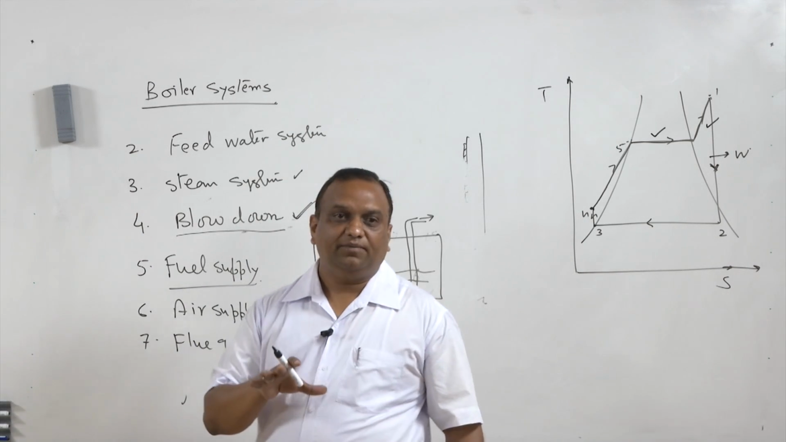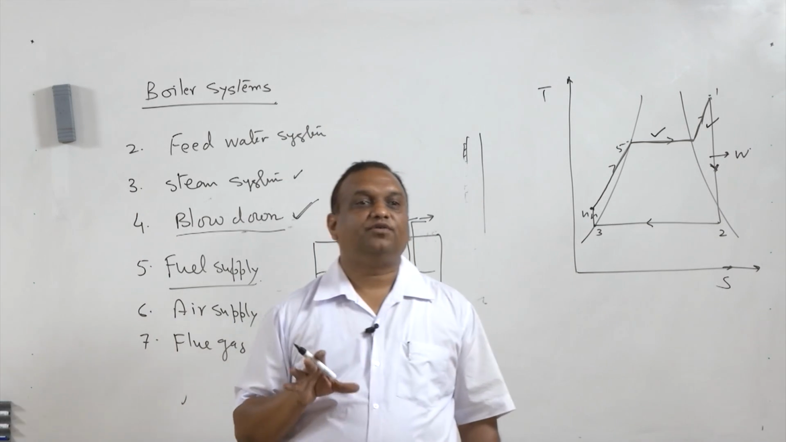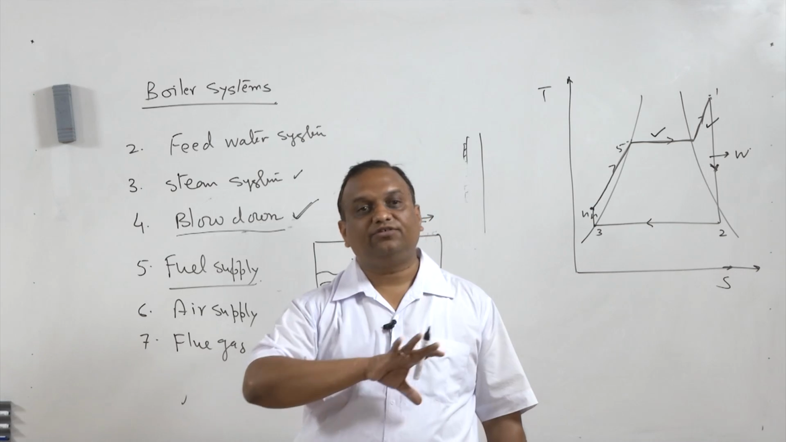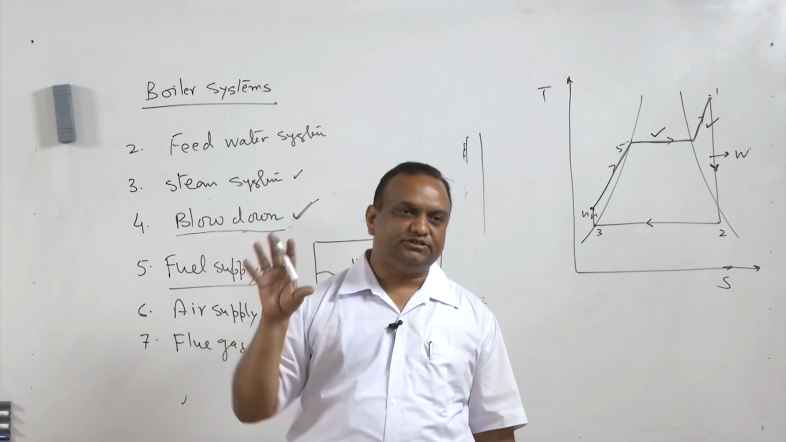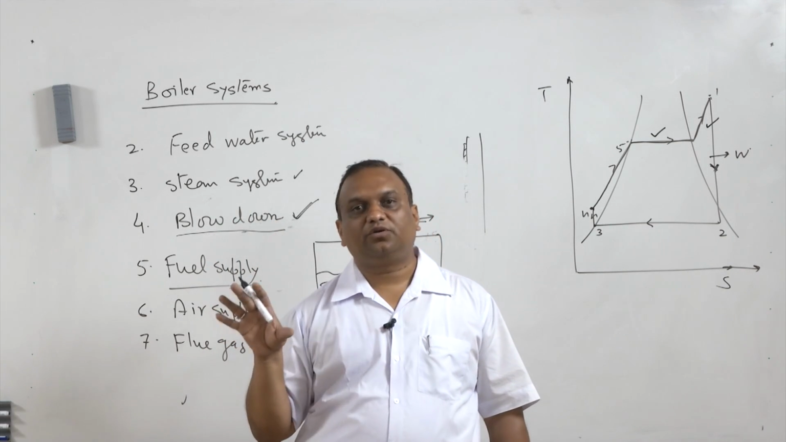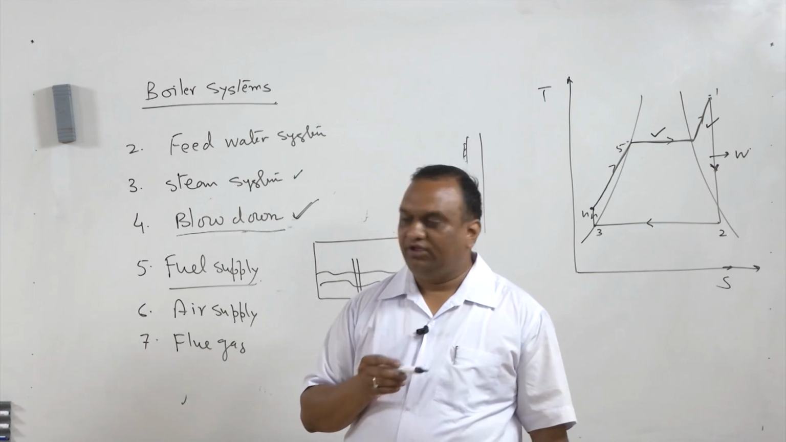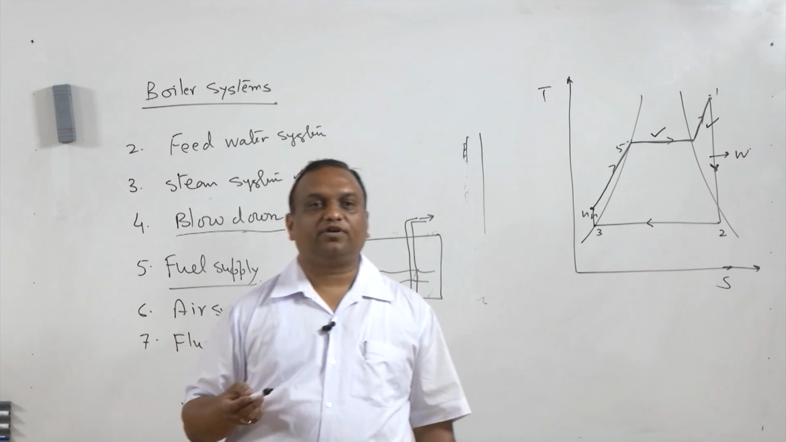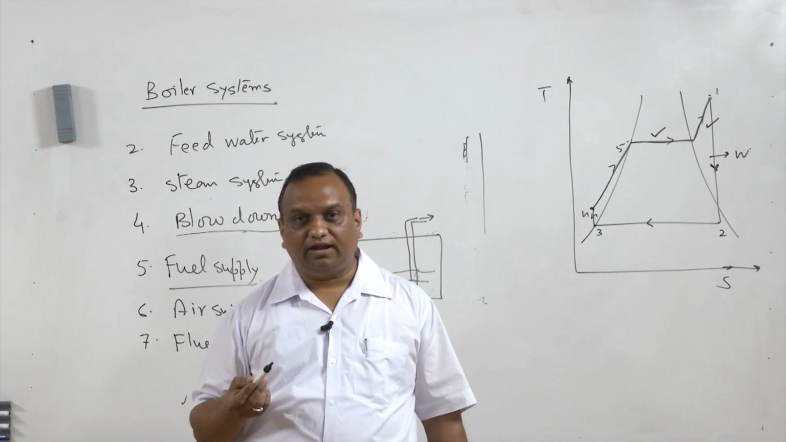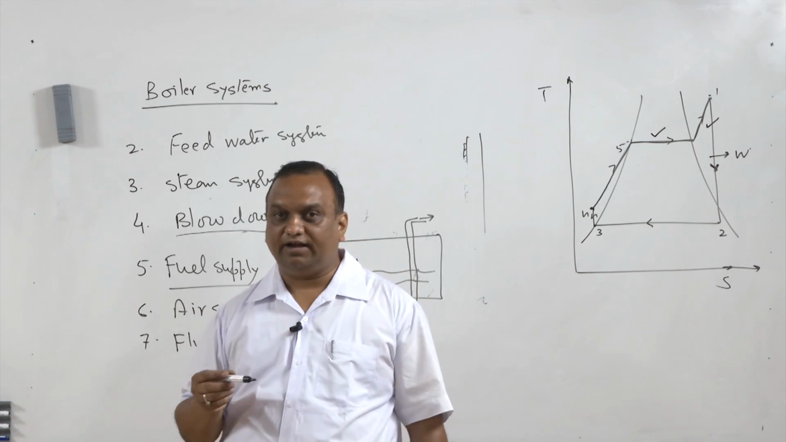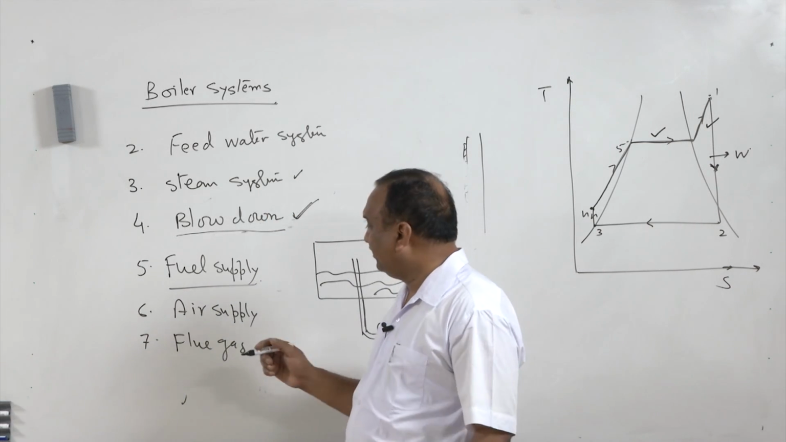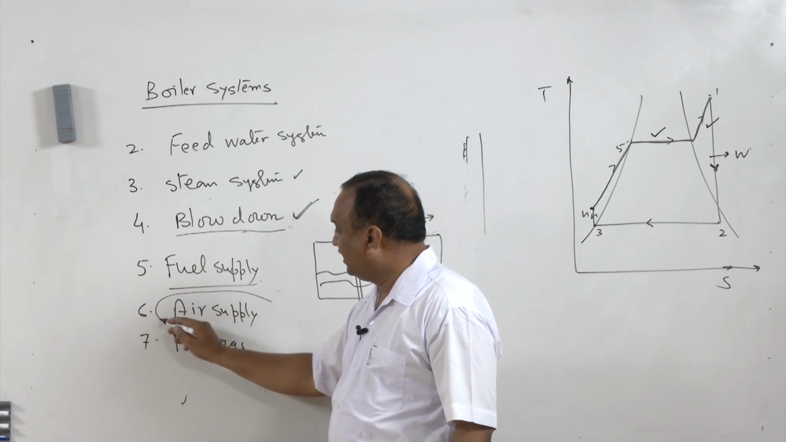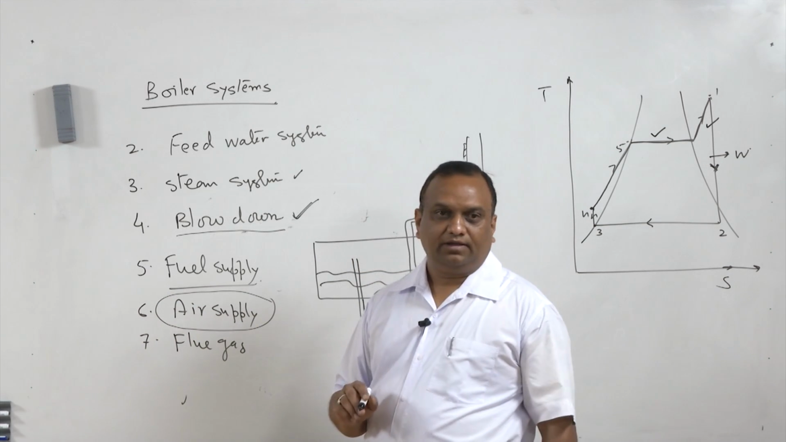Because the air available in the combustion chamber is often not sufficient, air has to be circulated in the combustion chamber. There are two ways of circulating air. Either we use natural draft, or we use induced draft or forced draft, and the induced draft and forced draft are attained by providing fans.